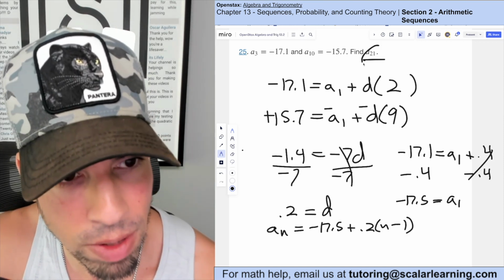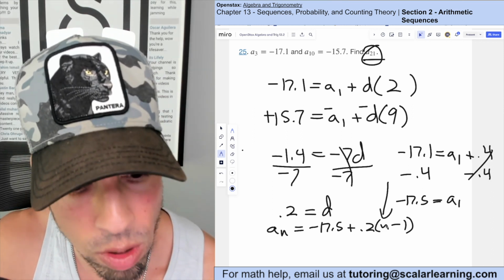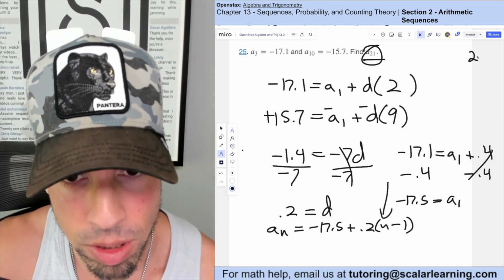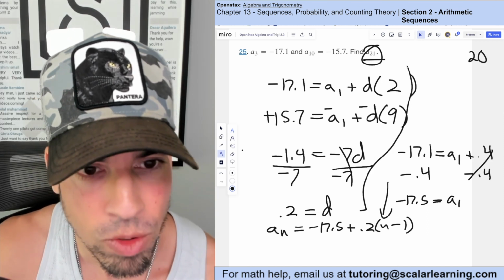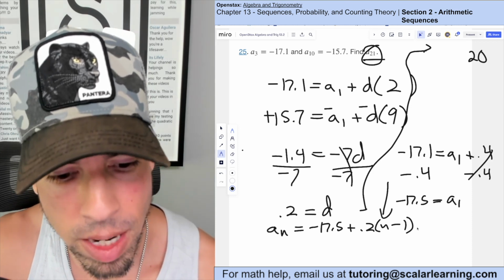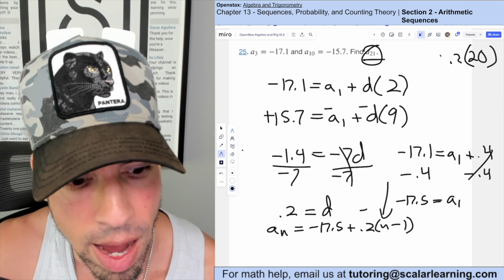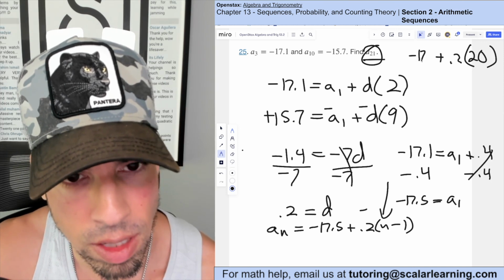So now we're trying to find the 21st term. So I plug in 21 here, and I evaluate. So 21 minus 1 is 20. Let's write that up here. Sorry, I know it's all over the place. So we're going to write 20, because again, that is 21 minus 1. And then this times 0.2. And then we're adding this to negative 17.5.